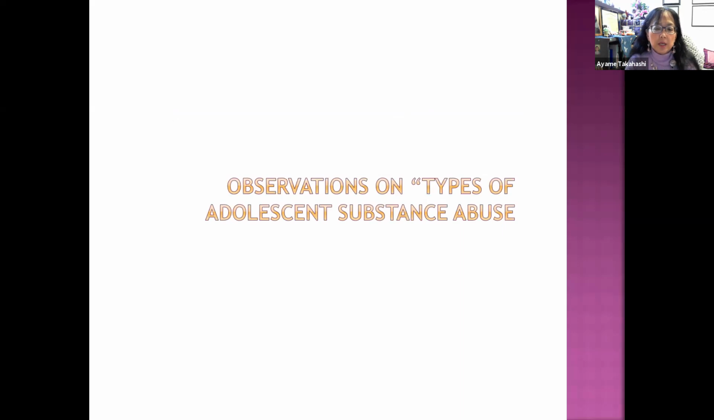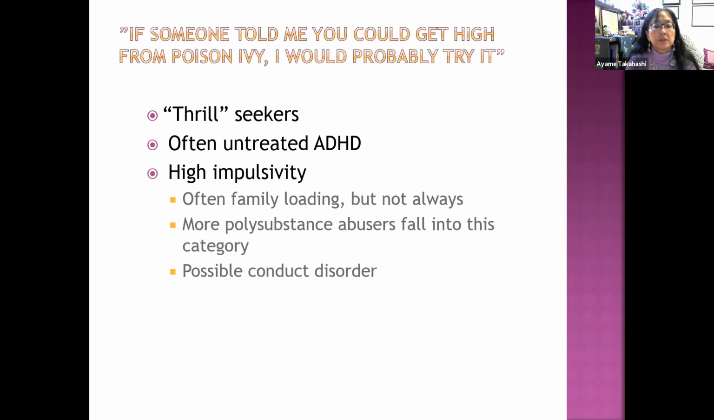So these are some of my clinical observations on the types of adolescent substance abuse. These are actual quotes from some of the patients I've seen over time. "If someone told me you could get high from poison ivy, I would probably try it." So these are the kids who are somewhat thrill seekers.